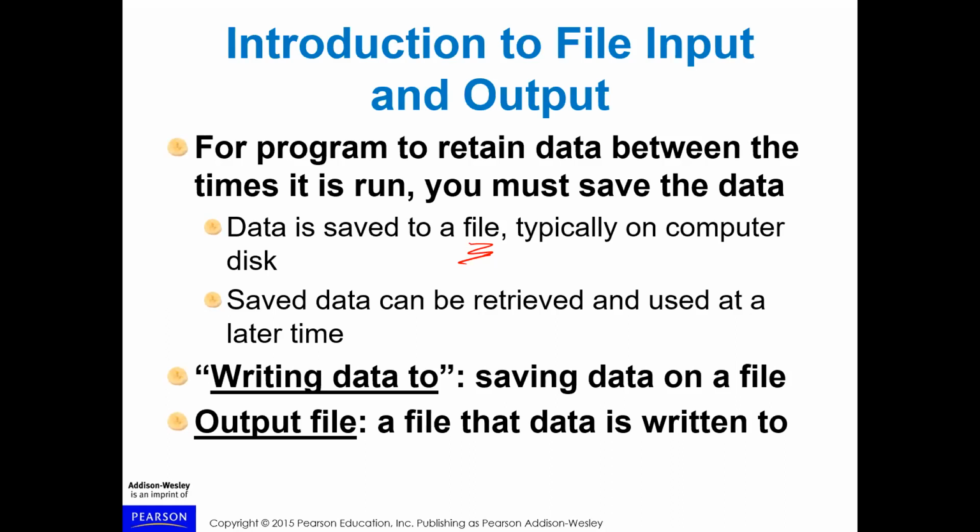All right, so data is saved to a file, typically on the computer disk, or it could be a flash drive, etc. Saved data can be retrieved and used at a later time. Writing data to a file is saving data on a file. The output file is a file that data is written to. This is just the terminology. So the output file is where you save it.